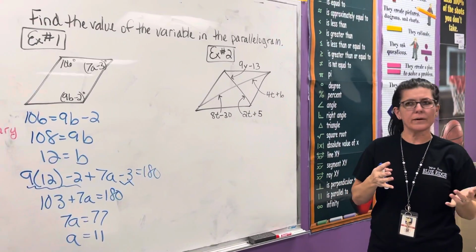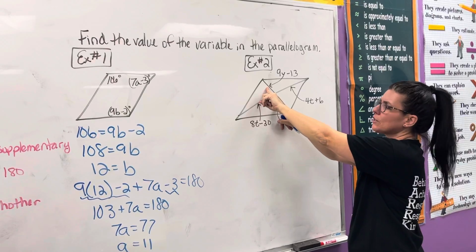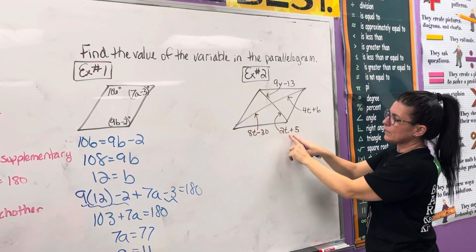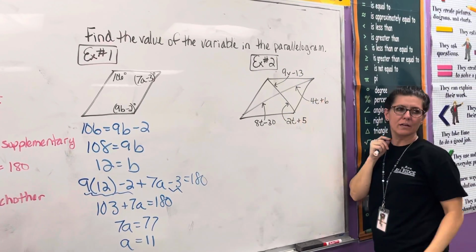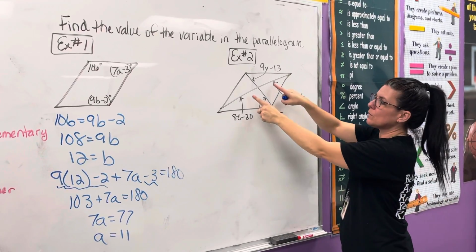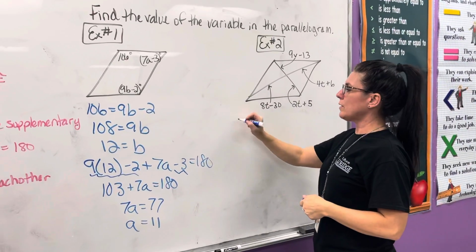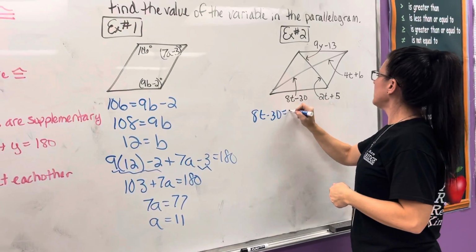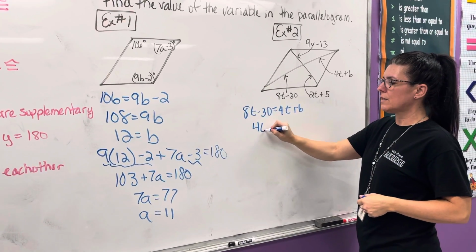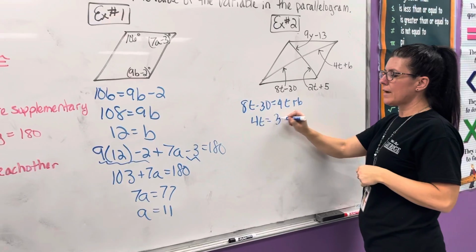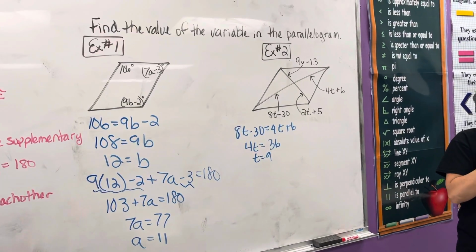We need to figure out a good starting point. So I know that these two segments are congruent because their diagonals bisect each other, but this is not a good starting place. This segment is 2t plus 5. This one's 9v minus 13. It's not a good starting point because we have two different variables. We can start with these two. They're going to be congruent and they have the same variables, so that's a good starting point. So I can say 8t minus 30 equals 4t plus 6. Moving my t's to the left, I get 4t on the left. Moving the 30 to the right, I get 36. So t equals 9.